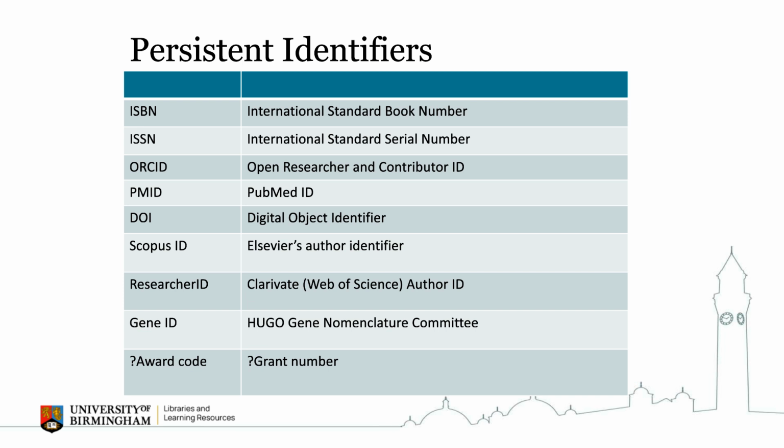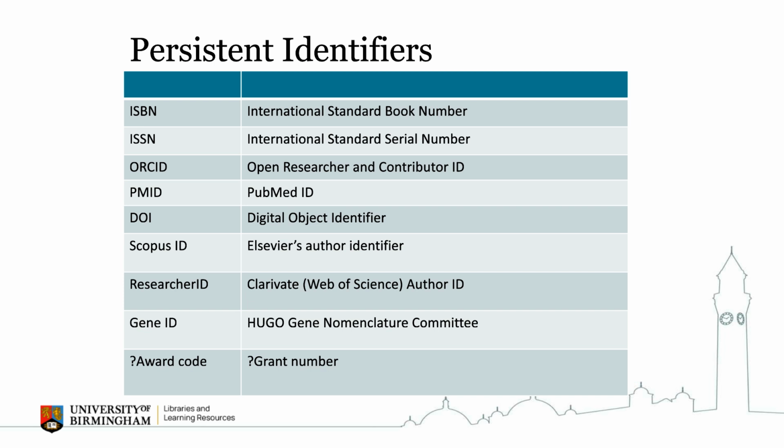We have identifiers for electronic works, like a DOI for an electronic journal article, or a PMID for a paper on PubMed. We also have identifiers for individual authors like you, Scopus IDs and Researcher IDs for authors whose papers are in the big bibliographic databases Scopus and Web of Science.